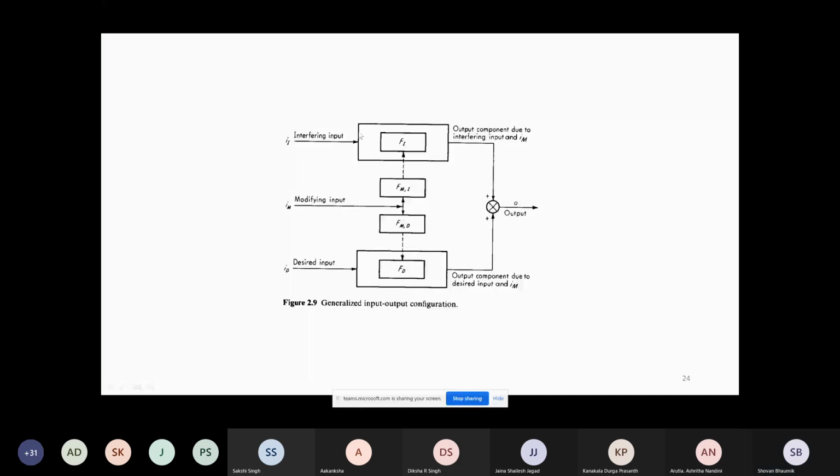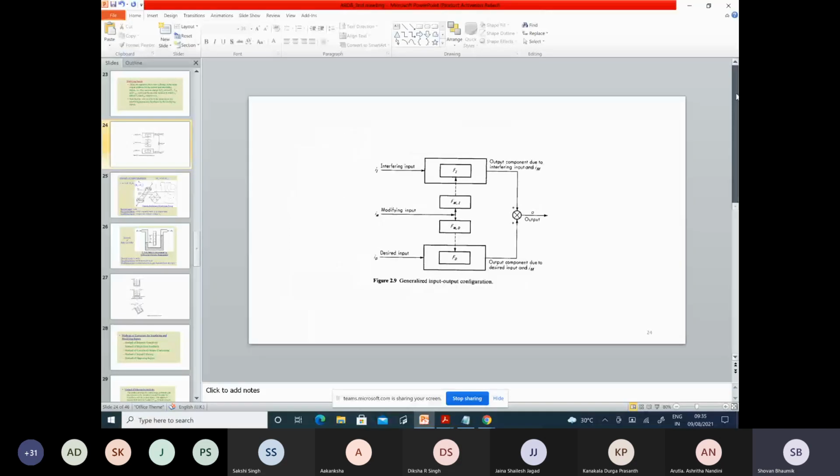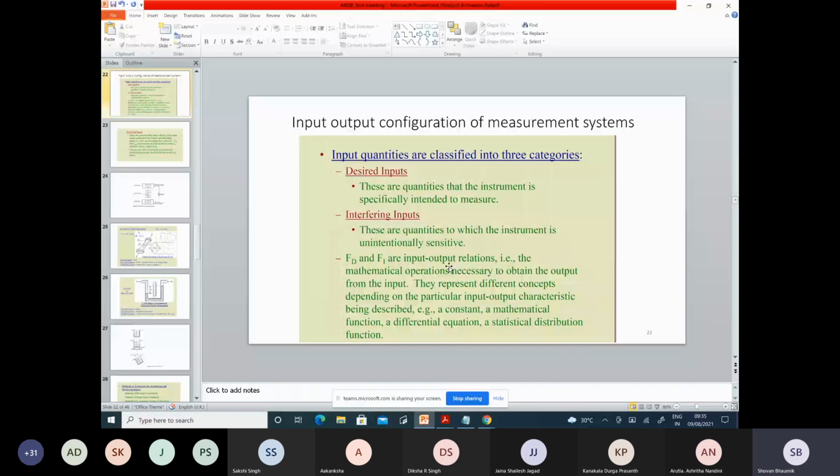If you see, FD and FI are the input-output relationships, meaning the mathematical operation necessary to obtain the output from the input. This much perhaps you know because now you are doing the control class. If there is some input, there is a transfer function, and when you multiply it with the transfer function in the S domain, you will get the output. So if there is a desired input, there is a transfer function, you will get the output. If there is an input which is not desired, an interfering input, there will be a transfer function for that. And you multiply that with the interfering input, you will get the output.